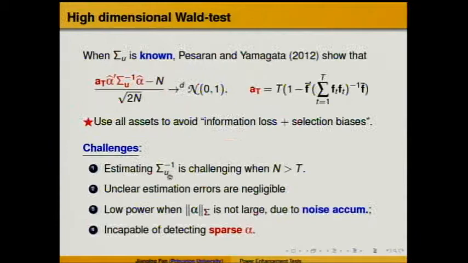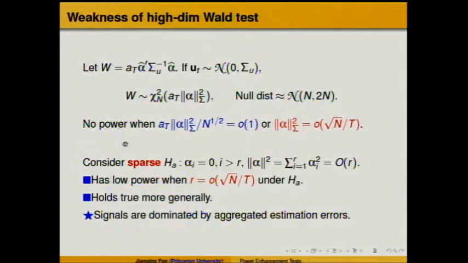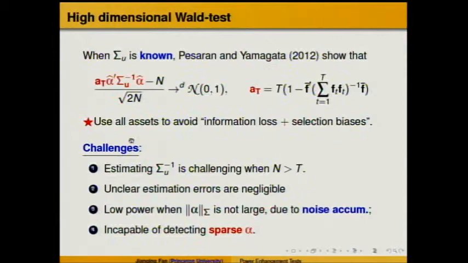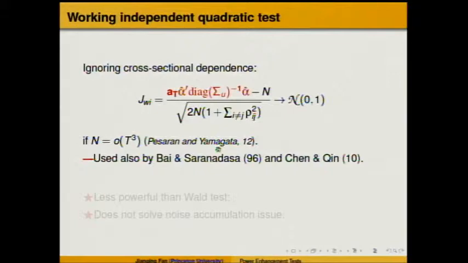One of the problems that at least can be solved is estimating sigma u inverse. So this is really the idea. This is the idea of working independent quadratic tests. That is, you just use the diagonal elements, so you ignore the correlation in sigma, and then you do not have to estimate a large covariance matrix. Because you are ignoring the covariance here, the correlation has to come somewhere, so it comes into play here.